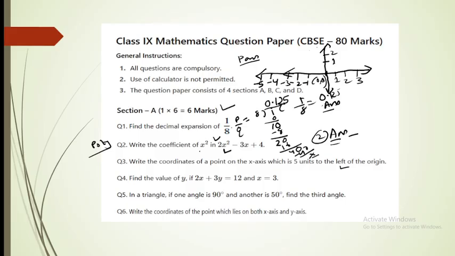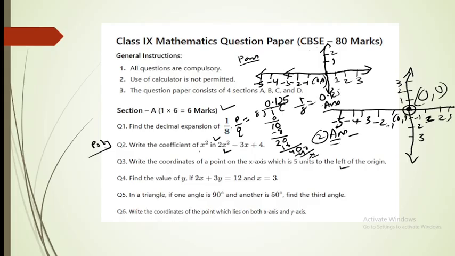0 and 0 is the origin. Left to the origin, this side. So this is minus 1, this is minus 2, minus 3, minus 4, minus 5. This point we are talking about. So what is this? This is nothing but minus 5 on the x-axis, and on the y-axis it is 0. See, the y-coordinate is 0. So here you see minus 5 and 0 will be the correct answer.